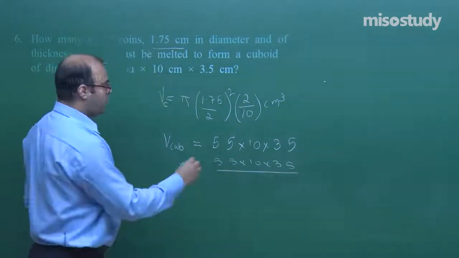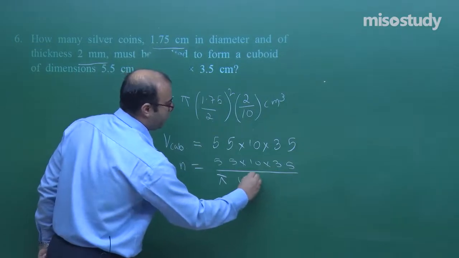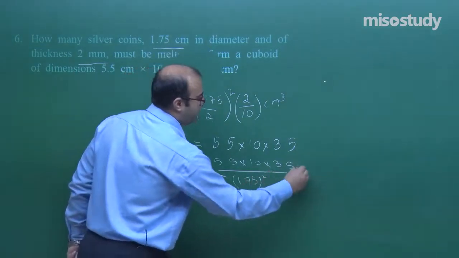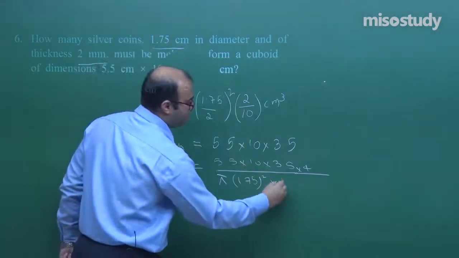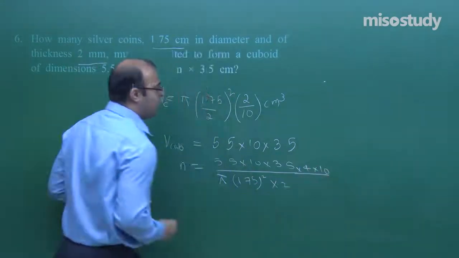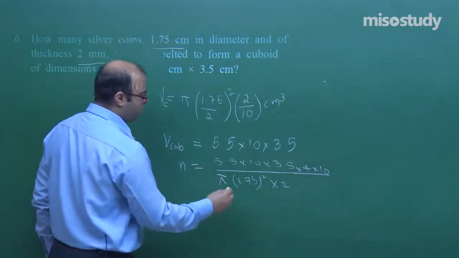of one coin, that is pi into 1.75 by 2, that is 1.75 square, and here it is 4, this 2 will go in the numerator, into 2 by 10. So this is 2 and this is 10 again. This is the value which you have to find out. Let us see, we can find it out.